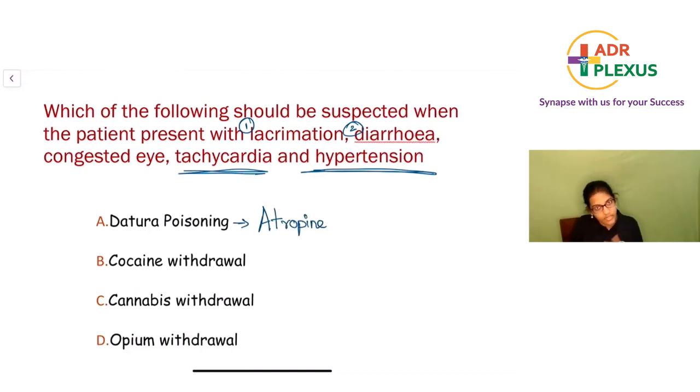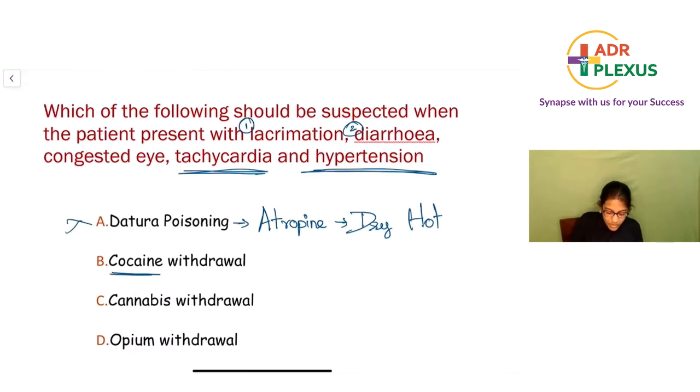Atropine causes tachycardia and hypertension, but it makes a dry, hot person. Remember, in OP poisoning we saw SLUDGE. He's going to be leaking water from everywhere. But in Datura, it's going to be the opposite. He's going to be dry and hot, but of course he will have tachycardia and hypertension. So it's not Datura. We have ruled out Datura poisoning.